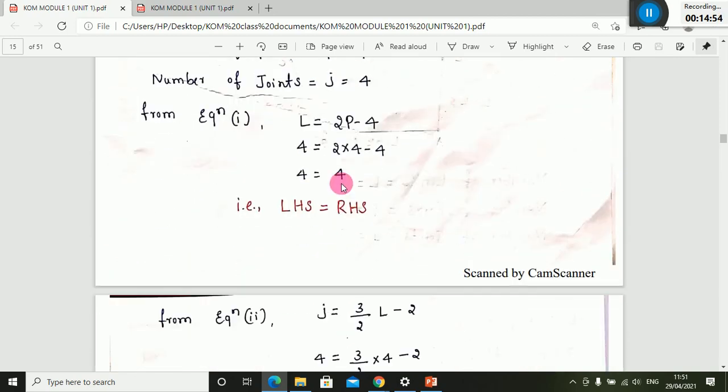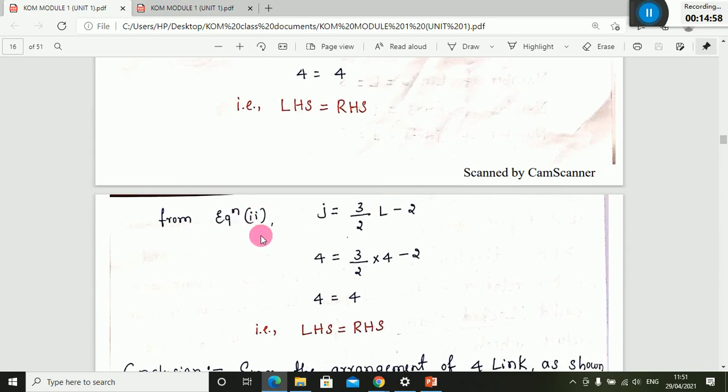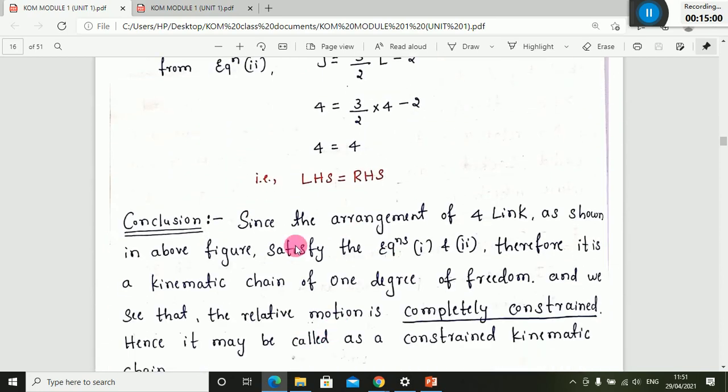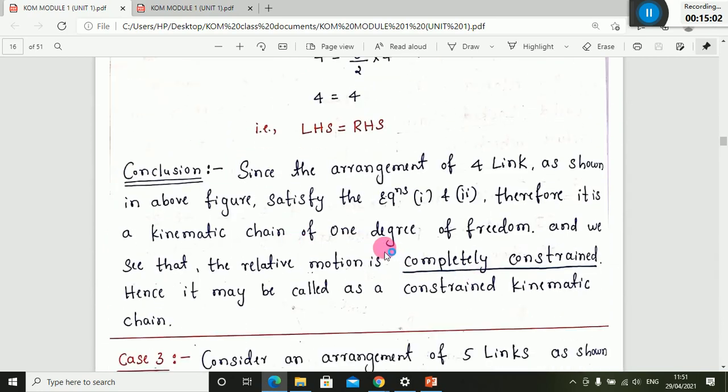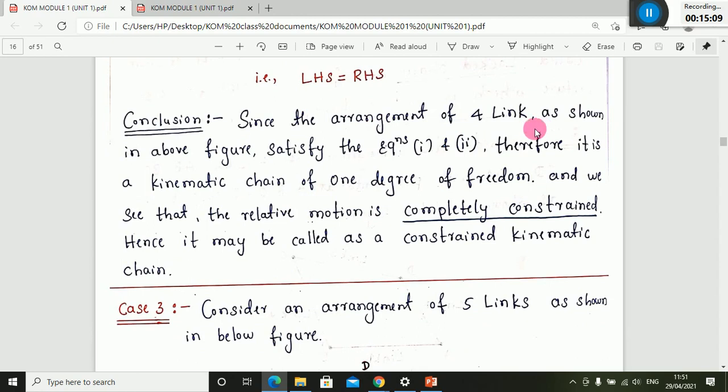After substituting the values in this equation, you'll get LHS equal to RHS. The second equation also gives the same. So I can conclude that the given figure is a kinematic chain. Since the arrangement of 4 links as shown in the figure satisfies equations 1 and 2, it is a kinematic chain. Please underline this. And I can say that it is completely constrained.